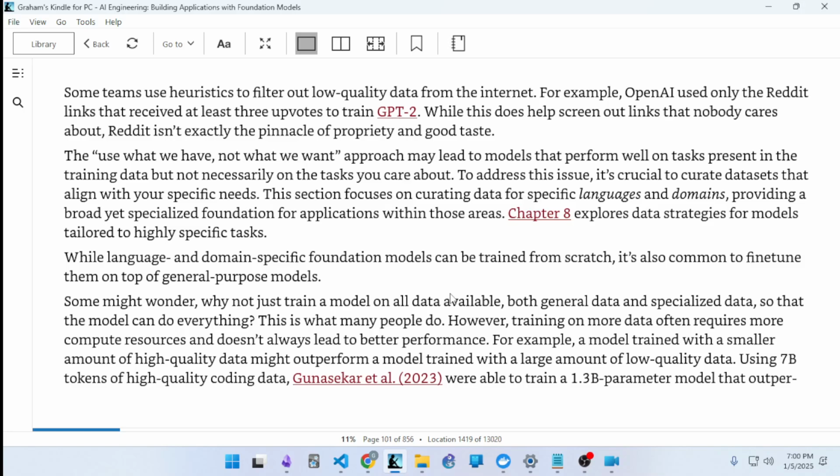Some teams use heuristics to filter out low quality data from the internet. For example, OpenAI used only the Reddit links that received at least three upvotes to train GPT-2. While this does help screen out links that nobody cares about, Reddit isn't exactly the pinnacle of propriety and good taste.